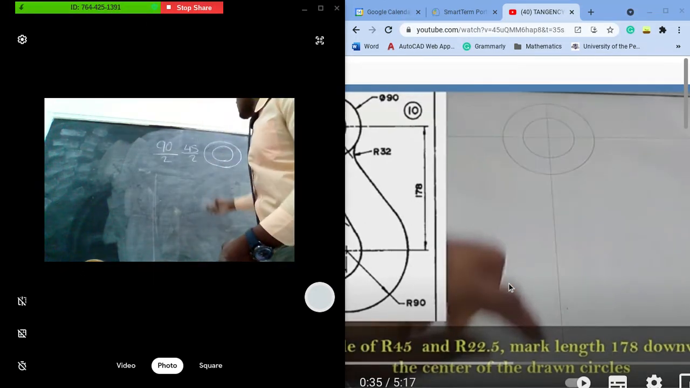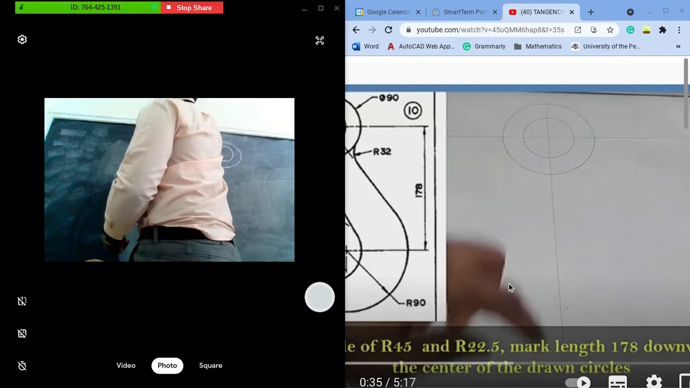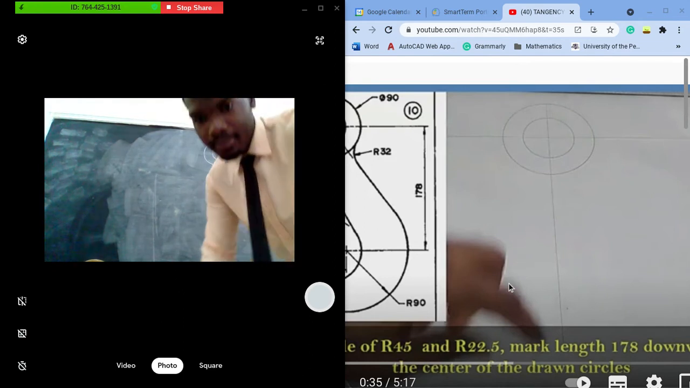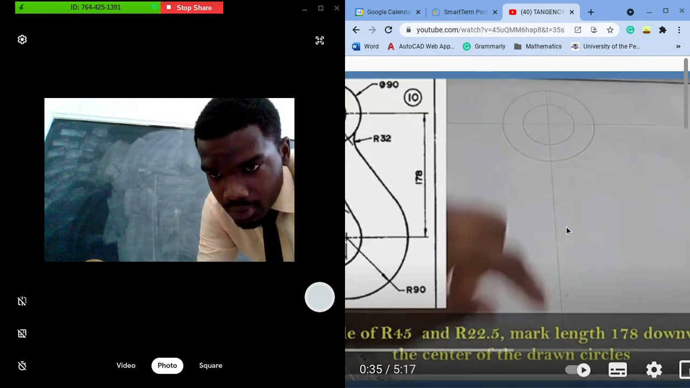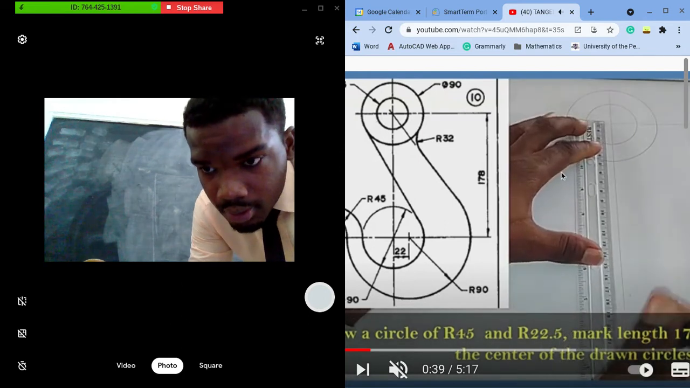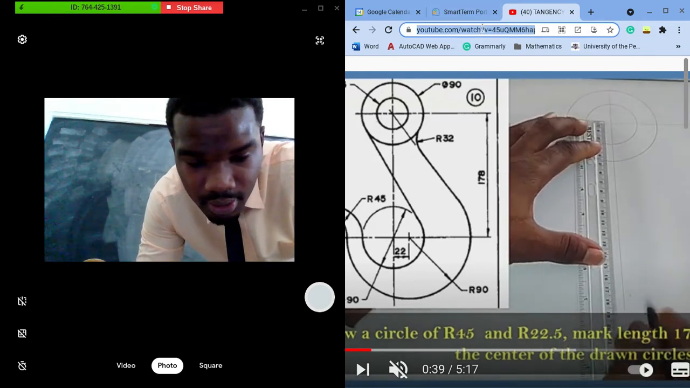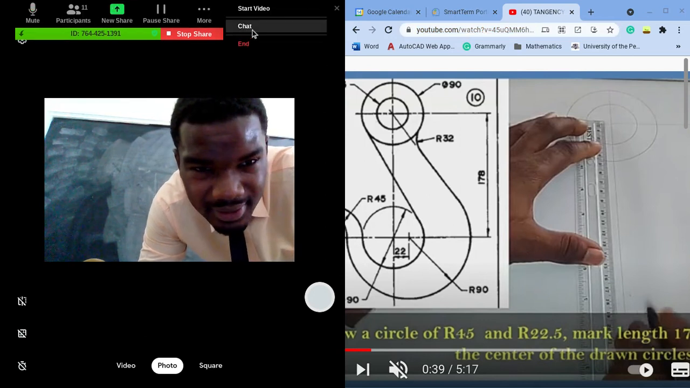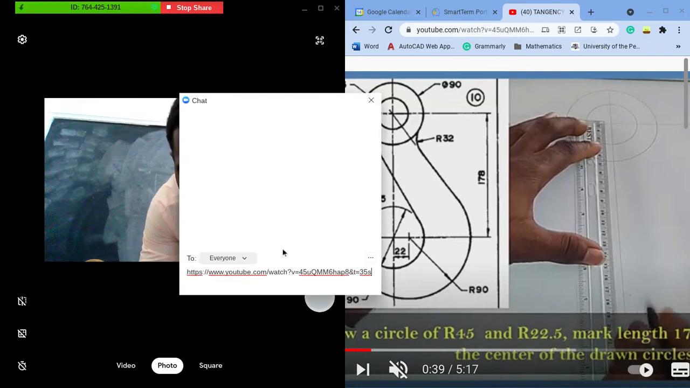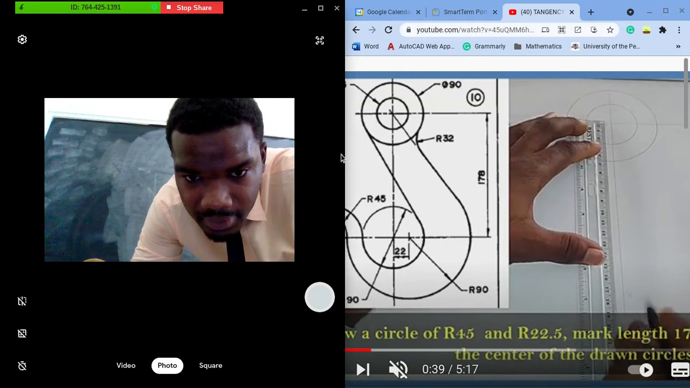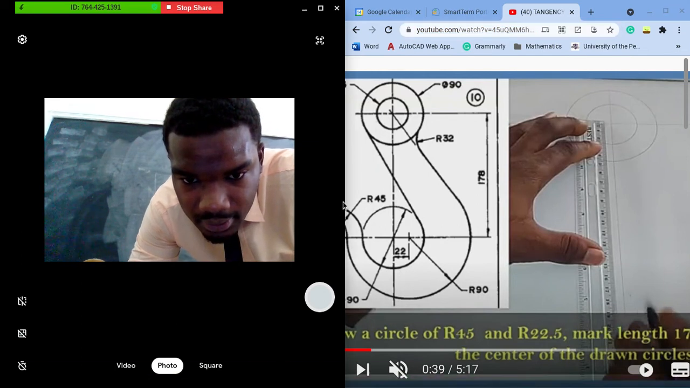Okay, let's continue. So once you have your two circles, next step. Can you please send the link of that video in the chat? Sure, one second. Because I can't see it properly. Alright, one second. There we go. Let me make this page a little bit smaller. Alright, there we go. Good.